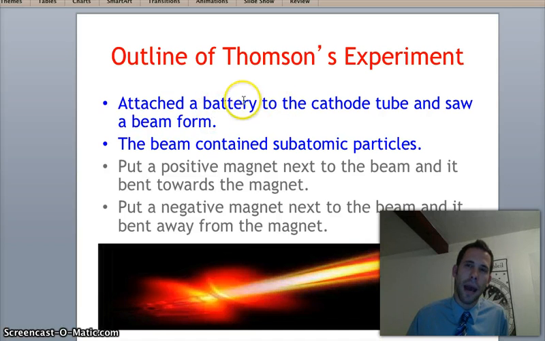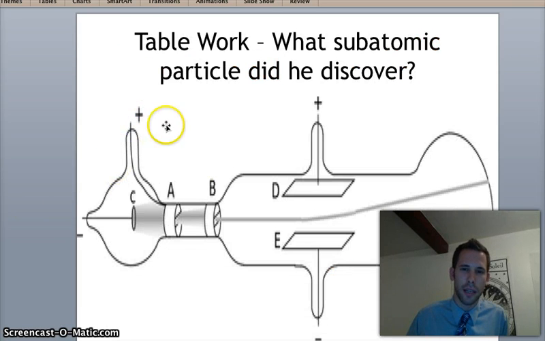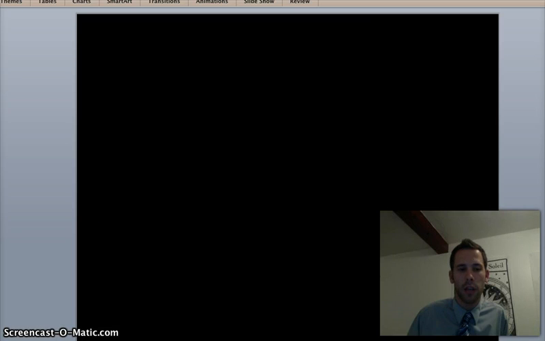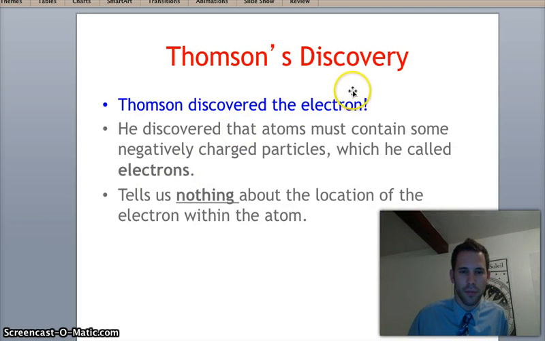Now, when he put the charged plates on the cathode ray tube, the beam actually bent towards the positive magnet and away from the negative magnet. Now, this tells us something, but I want you to stop and think for a second. What subatomic particle did he discover, given that we have a positive charge up here, and a beam of subatomic particles that bend towards the positive charge? Take a second, pause the video, think of what subatomic particle he could have discovered, and then go ahead and give this video a watch. He discovered the electron.